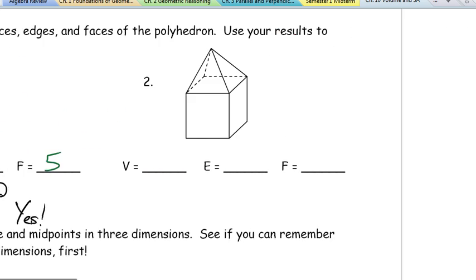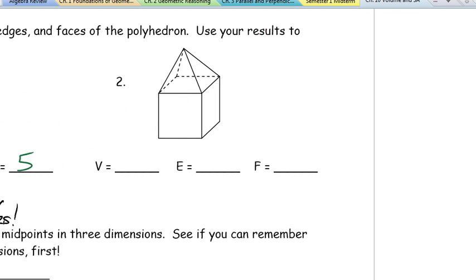Same idea number 2. Hopefully I can count a little bit better this time. Vertices. We have 1, 2, 3, and then there's a 4th one back there you can't see. 5, 6, 7, 8, 9 vertices. Edges, 1, 2, 3, 4, 5, 6, 7, 8, 9, 10, 11, 12, 13, 14, 15, 16 edges. Gotta be really careful counting them. Hopefully I don't make a mistake with the faces this time.